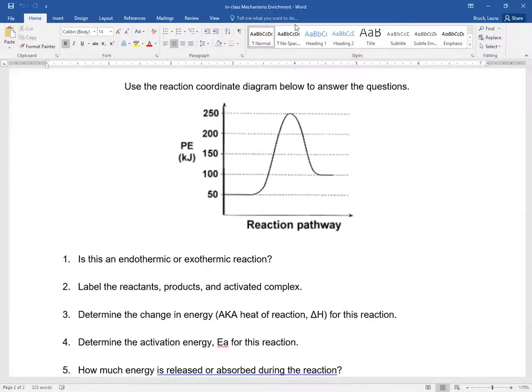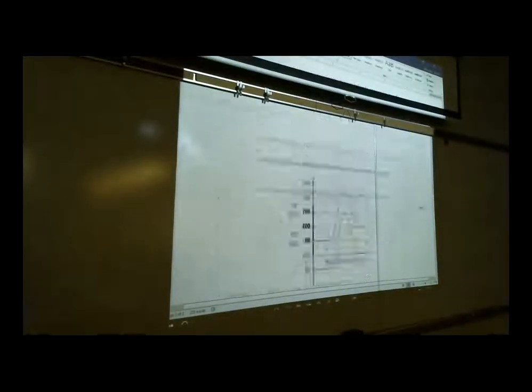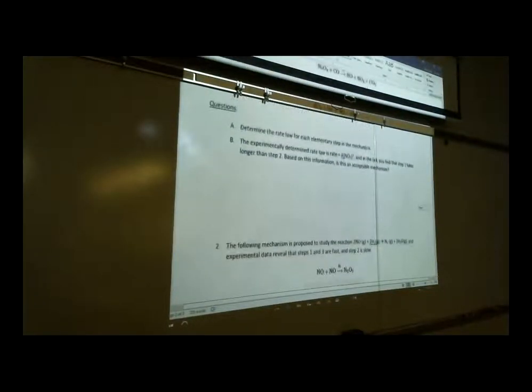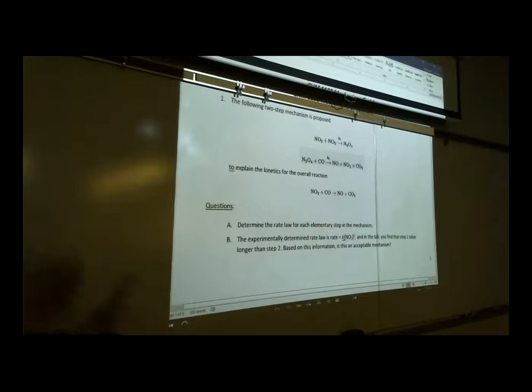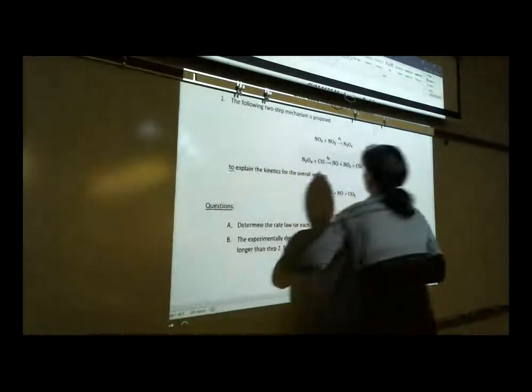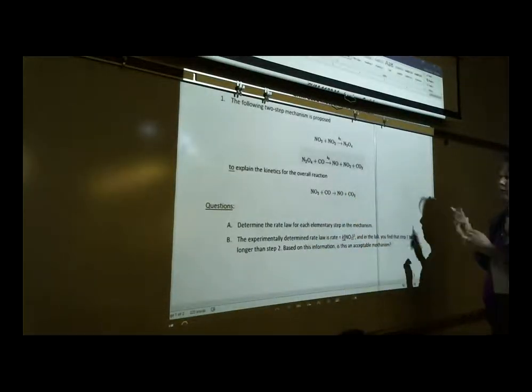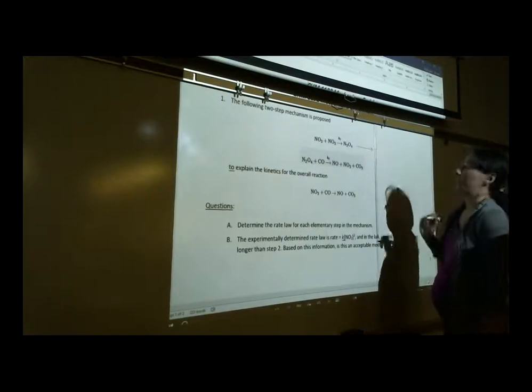So now we're going to go over these problems here in class so that everybody gets the answers. Okay, so this following mechanism is proposed to explain this reaction. All right, so the first question asks, determine the rate law for each elementary step. How do we do that? It's based on the what?